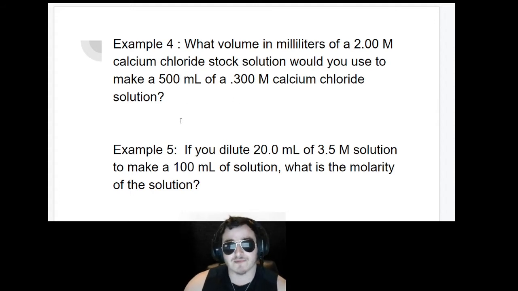Example 5, same sort of story. If you dilute 20.0 milliliters of a 3.5 molar solution, so this is M1, the 3.5, and the 20.0 milliliters is V1, to make 100 milliliters of solution. So essentially what you did is you simply put it under the faucet and added 80 milliliters of water.